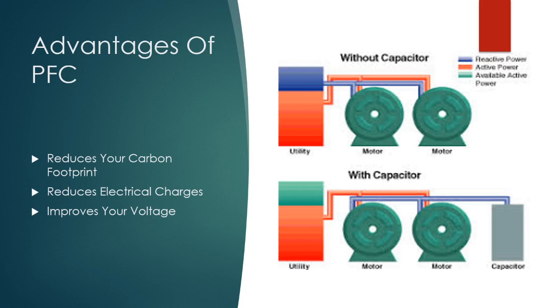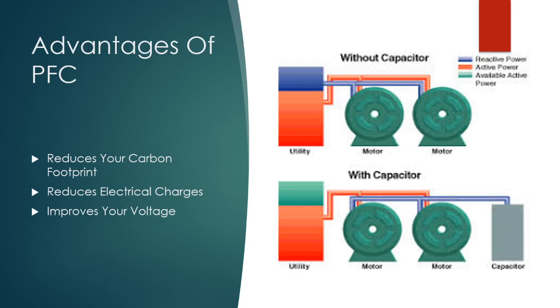And it also, lastly, improves your voltage. So, a lower power factor causes a higher current flow for a given load. As the line current increases, the voltage drop in the conductor increases, which may result in a lower voltage at the equipment. With an improved power factor, the voltage drop in the conductor is reduced, therefore improving the voltage at this equipment.